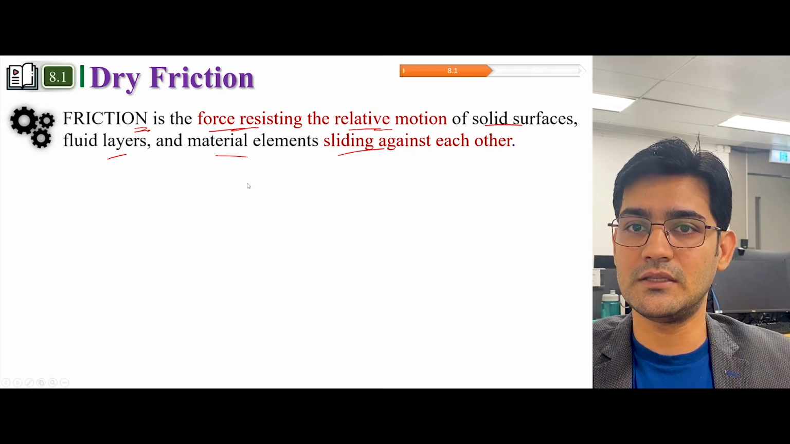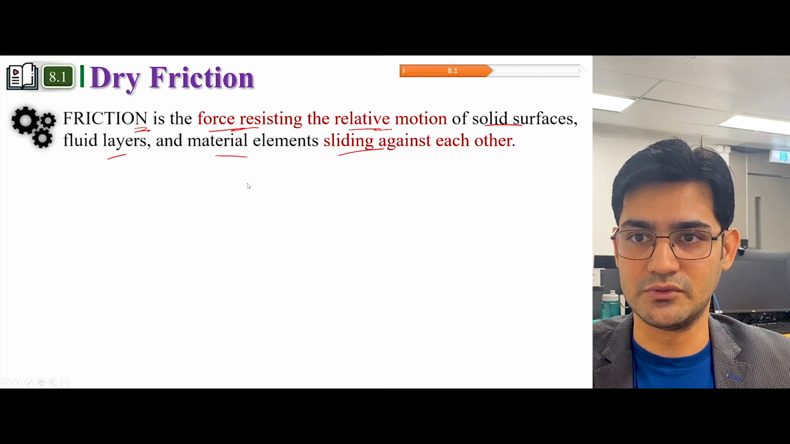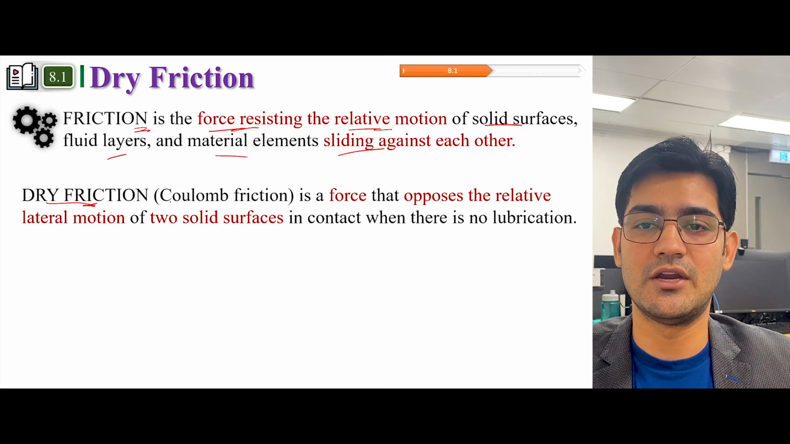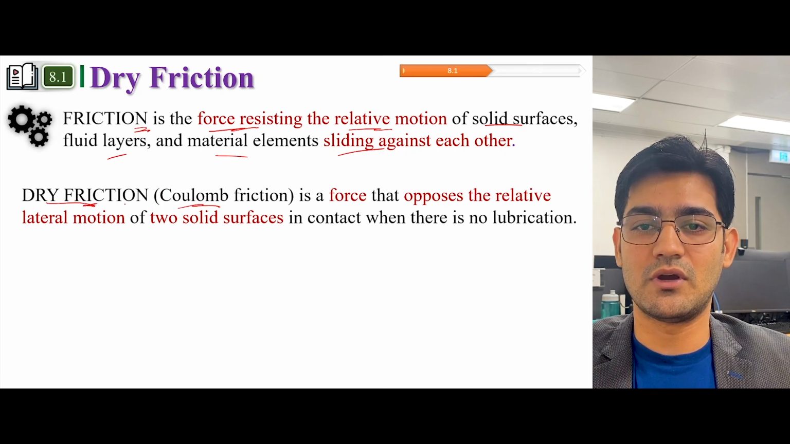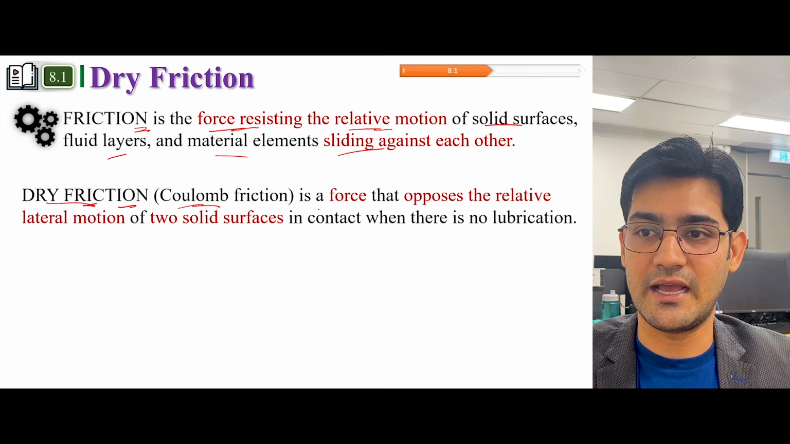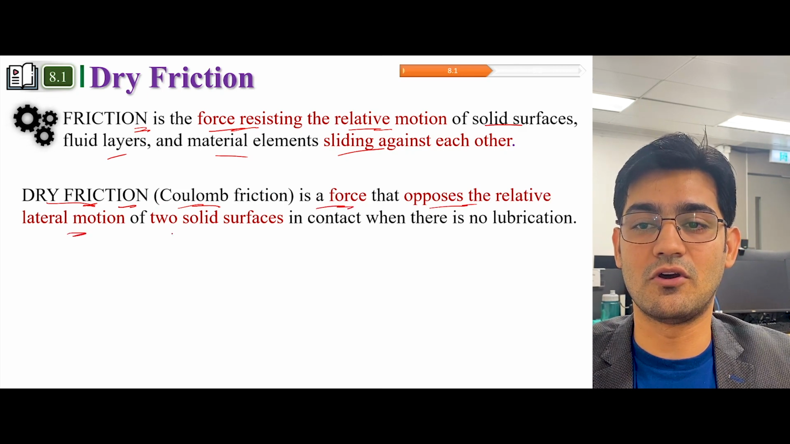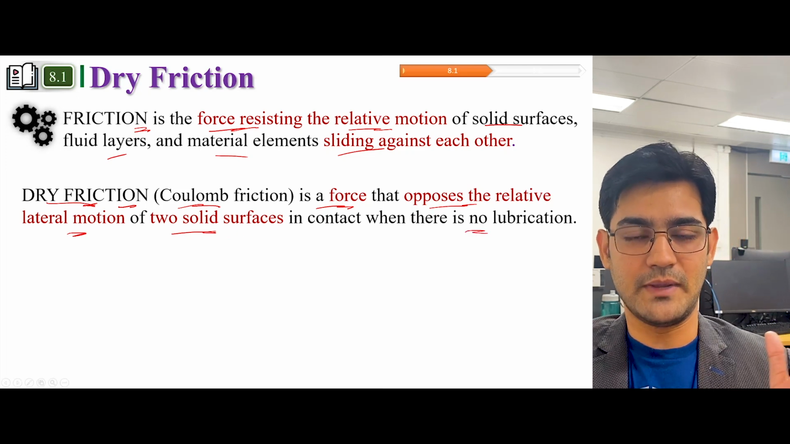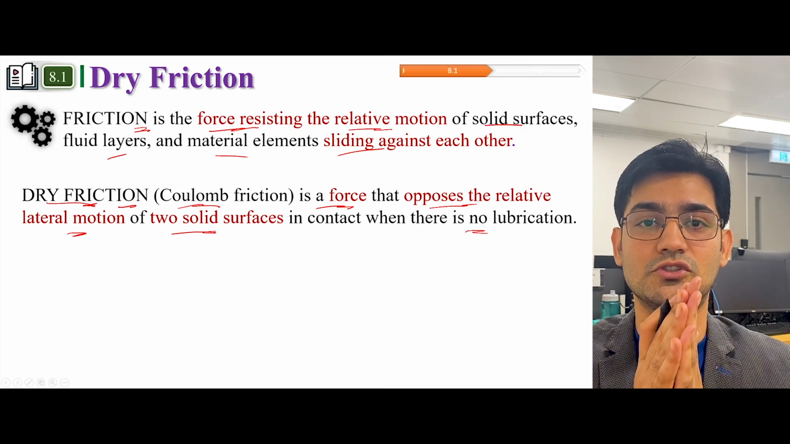Now there are many types of friction depending upon which sliding surfaces you are using. In this chapter we're going to explore one type, which is called dry friction. It is also called Coulomb friction because it was investigated by the French physicist Coulomb. Dry friction is defined as a force that opposes the relative lateral motion of two solid surfaces in contact when there is no lubrication. So basically, dry friction is the resistance between two solid surfaces.